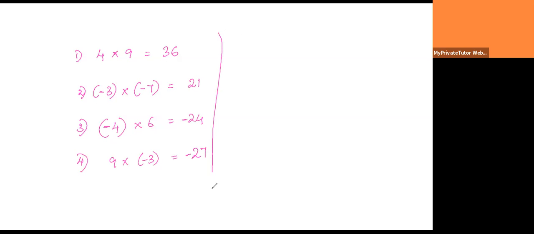You might have a question: what if we have a multiplication of more than two numbers? For example, 3 times minus 5 times 7.